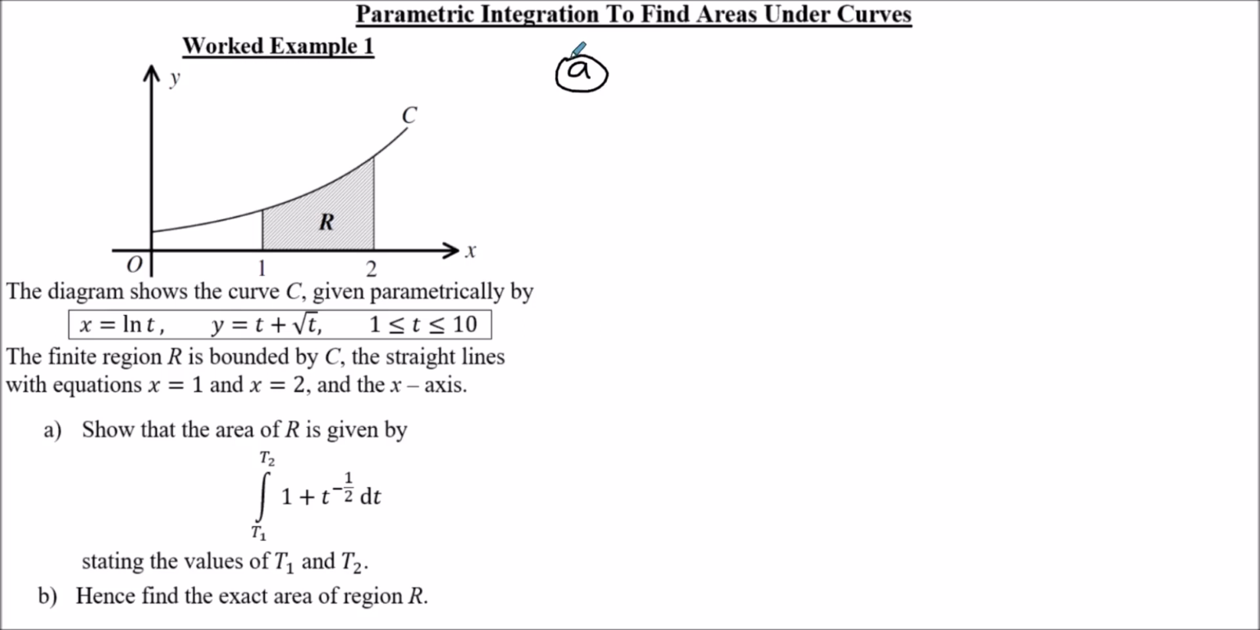So for A, we're told that x is the natural log of t. Therefore, let's take dx by dt, which of course will be 1 over t. Therefore, by rearranging to get dx in terms of dt, we can hopefully see here that dx is simply going to be, if I then multiply both sides by dt, basically 1 over t times dt.